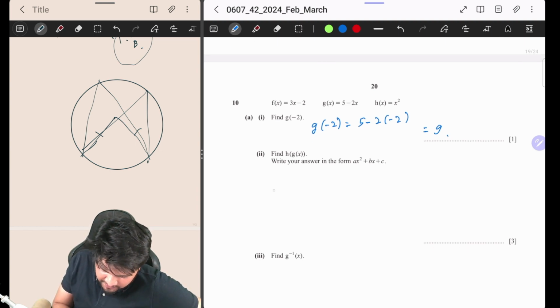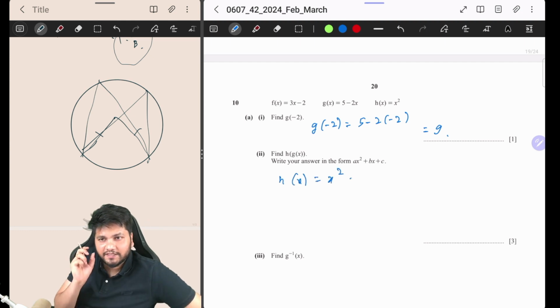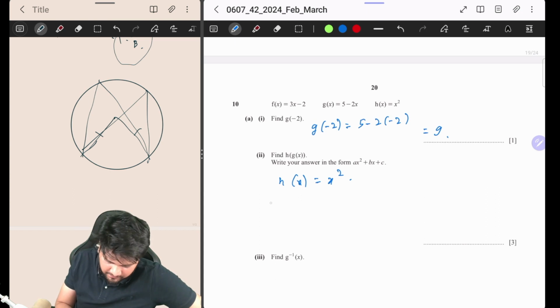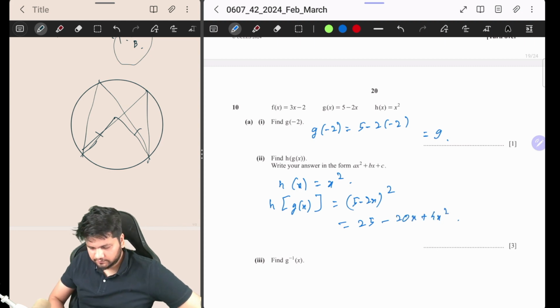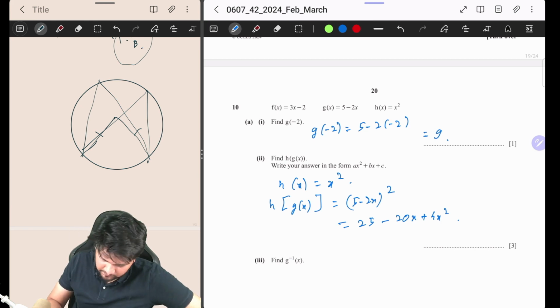Write your answer in the form h of g of x. Now see, h of x is x square. Remember, in a function we are replacing x with the complete g of x. So h of g of x would be 5 minus 2x whole square. Just have to expand it. It's going to be 25 minus 20x plus 4x square. That's it. If you want to write it in a better way, 4x square minus 20x plus 25.